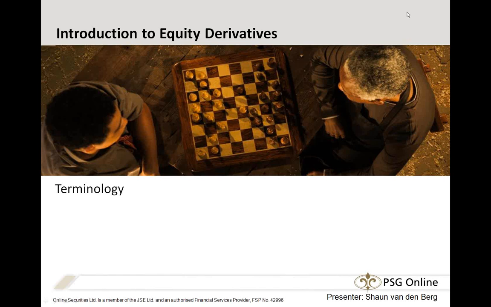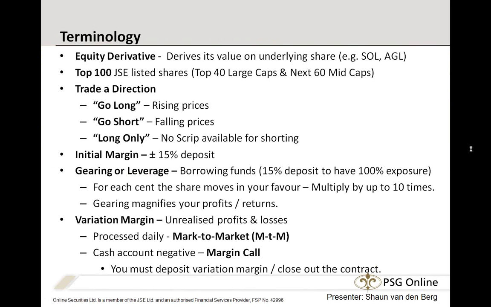But anyway, let's talk about the terminology involved, just some basics. So first thing we talk about when we talk about derivatives, I refer to it as equity derivative. So it derives its value from an underlying share. Remember, another name for a share is an equity. So you still have to do the homework on the Sasols and the Anglos and that kind of stuff. So it derives its value from the underlying share. That's where the word derivative comes from.